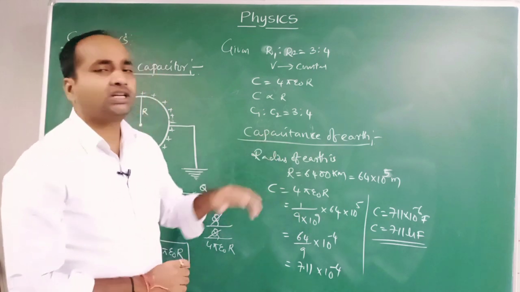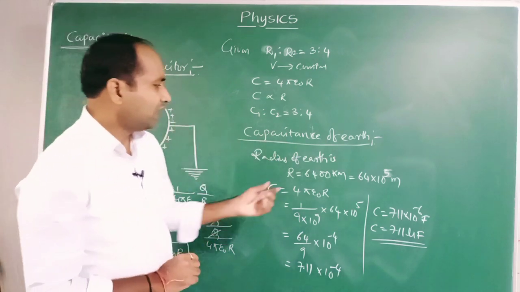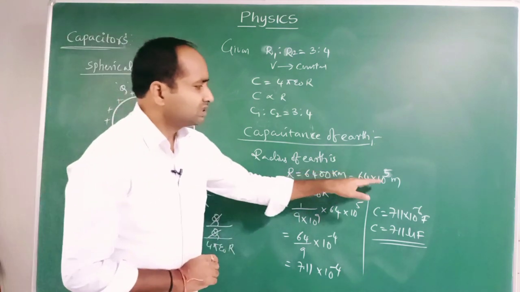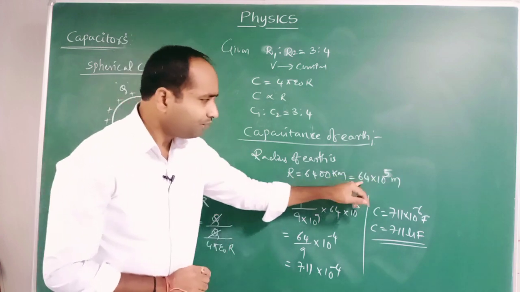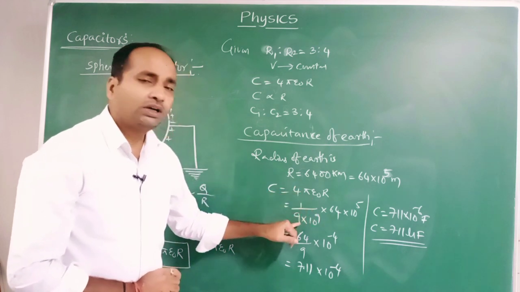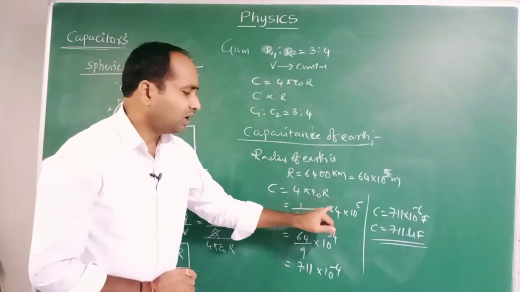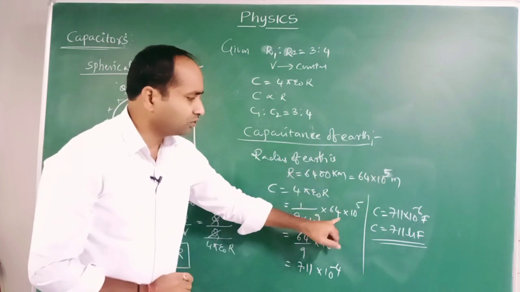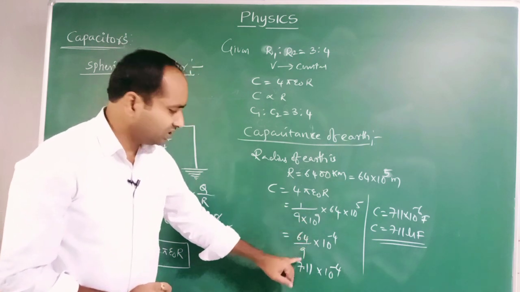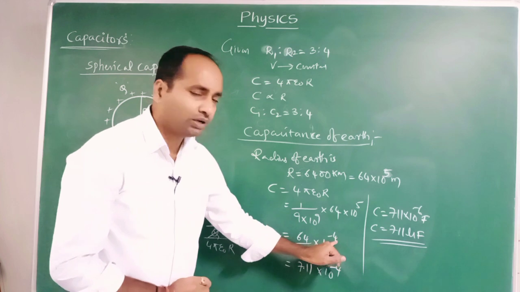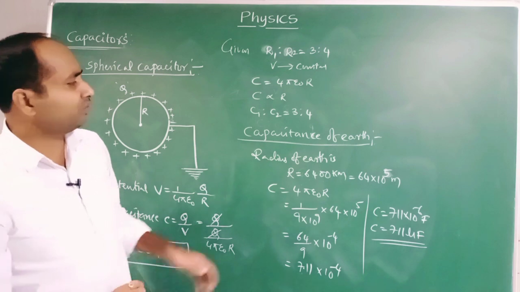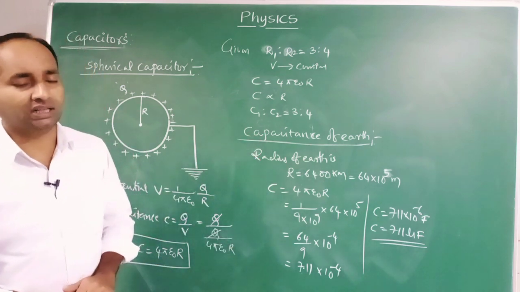Because we know that the earth is spherical in nature, and the radius of the earth is 6,400 kilometers, already studied in the first year gravitation topic. Converting into meters, it is 64 into 10 power 5. 4 pi epsilon naught value is 1 by 9 into 10 power 9. 64 by 9, so 9 sevens are 63, here you will get 7.11 into 10 power minus 4, can be written as 711 into 10 power minus 6. That is 711 microfarad will be the capacitance of the earth.